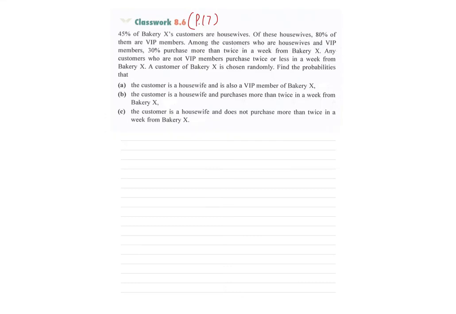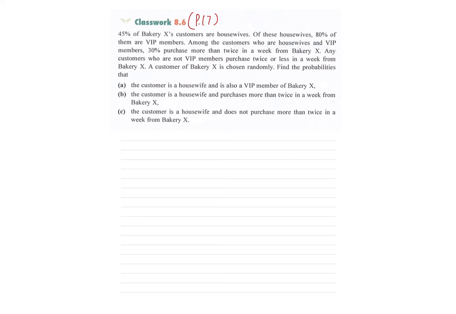It is saying that some customers are housewives, and some of the housewives are VIPs, and 30% of those who are housewife and VIP purchase more than twice in a week. It also says that any customer who is not a VIP member purchases twice or less in a week from Bakery X. So we solve for parts A, B, and C respectively.